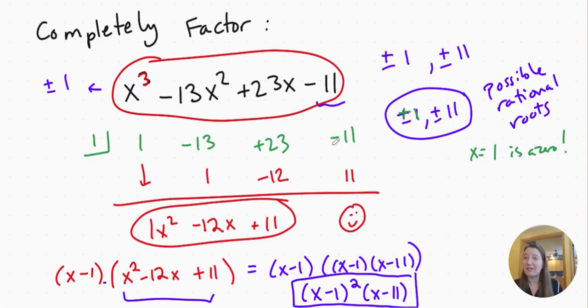And it was actually fairly painless. I found my actual rational root on the first try, and I was able to use synthetic division and just regular binomial factoring, trinomial factoring to get my final two factors.